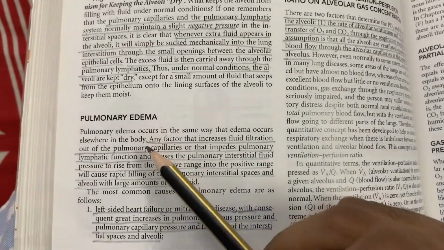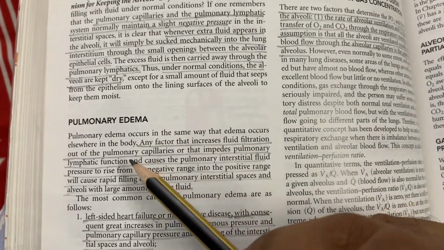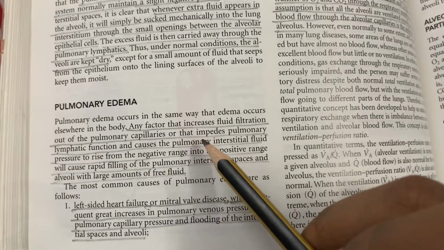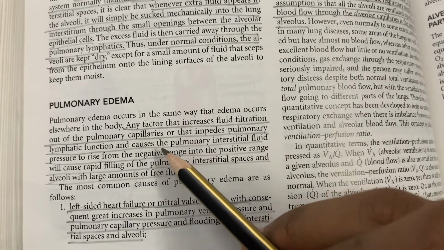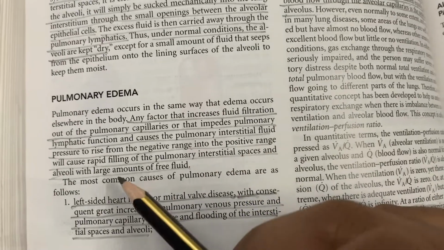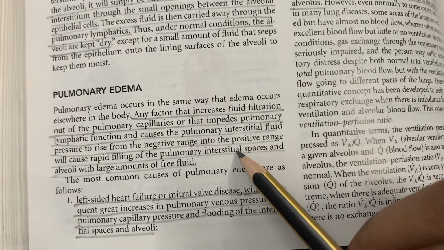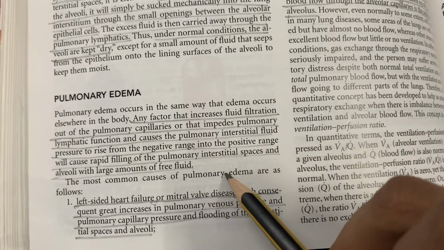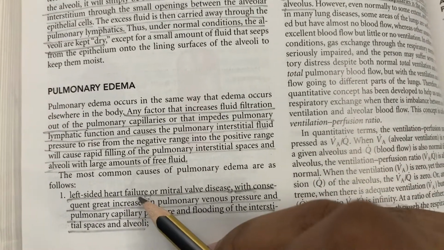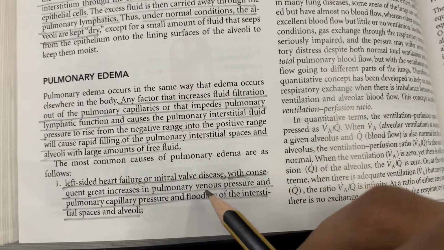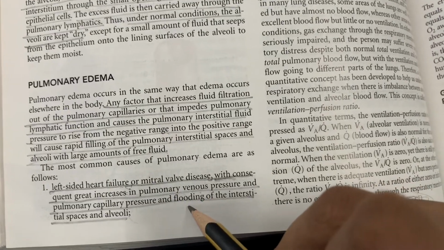Coming to pulmonary edema, it occurs in the same way that edema occurs anywhere else in the body. Any factor that increases fluid filtration out of the pulmonary capillaries, or that impedes pulmonary lymphatic function and causes the pulmonary interstitial fluid pressure to rise from the negative range into the positive range, will cause rapid filling of the pulmonary interstitial spaces and alveoli with large amounts of free fluid. The most common causes of pulmonary edema are left-sided heart failure, or mitral valve disease, with consequent great increases in pulmonary venous pressure and pulmonary capillary pressure and flooding of the interstitial spaces and alveoli.